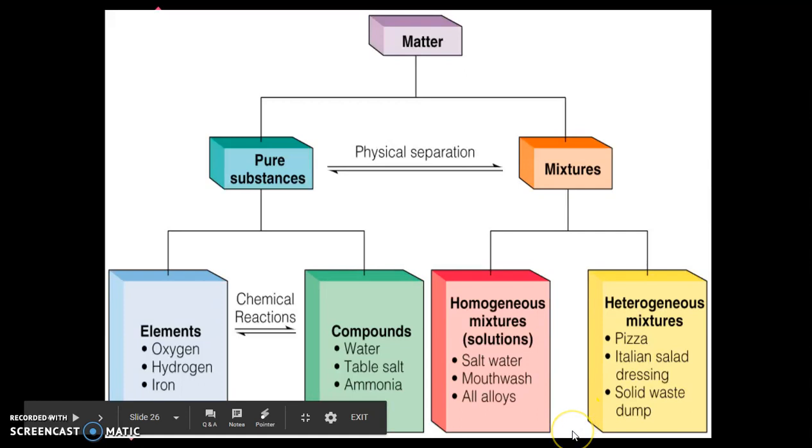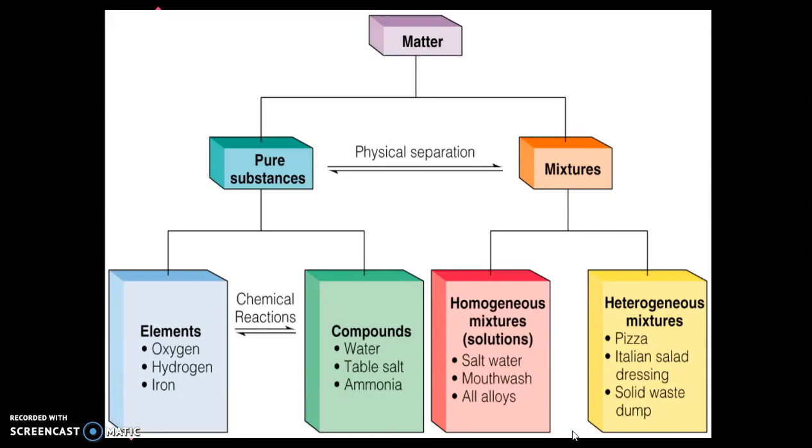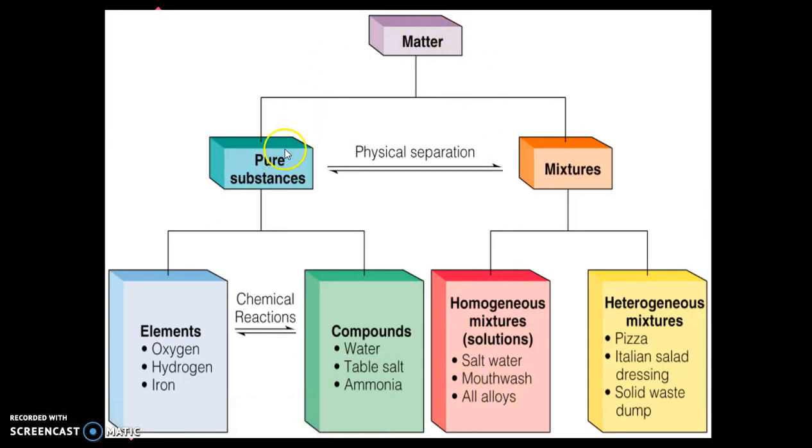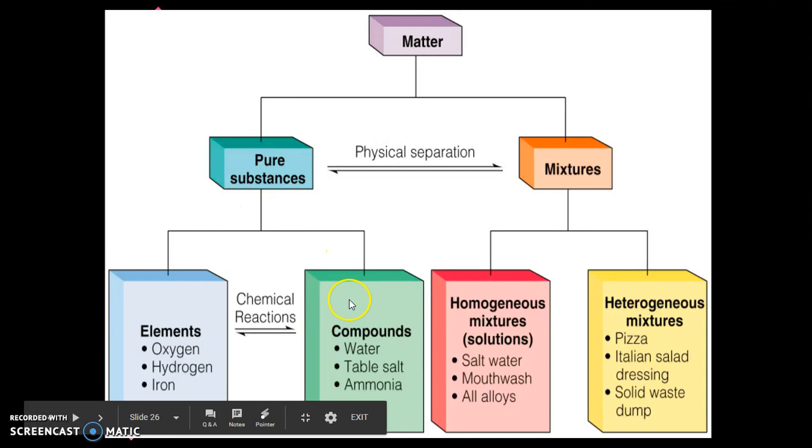So some of the basic properties. This chart or table will be an excellent resource for you. I would jot this down in your notes. You don't have to write down all of this material like the examples that they put down underneath it, but just know that matter is separated into two things, either pure substances or mixtures. Pure substances are the elements and the compounds, and the mixtures can either be homogeneous mixtures, which we call solutions, or heterogeneous mixtures. We're going to talk about the difference here in just a little bit.